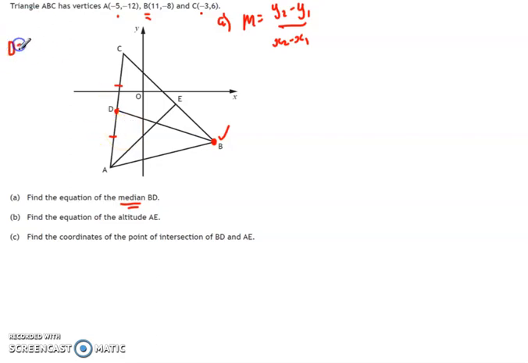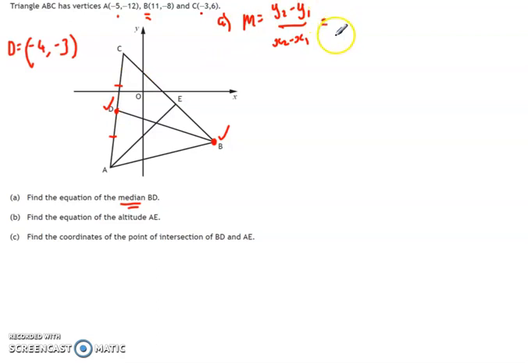So what I'm going to do is find the middle of the x's. So I've got -5 and -3, so the middle of that is at -4. I've got my 2 y's, so I've got -12 and I've got 6. So what I'm going to do is find the middle of those 2, which is at -3. So I know then that the point D is going to be -4, -3. So I've now got my 2 points. I can use them to calculate the gradient.